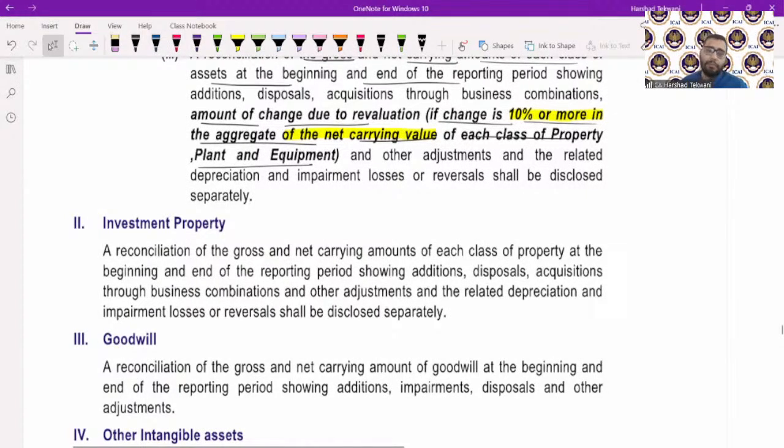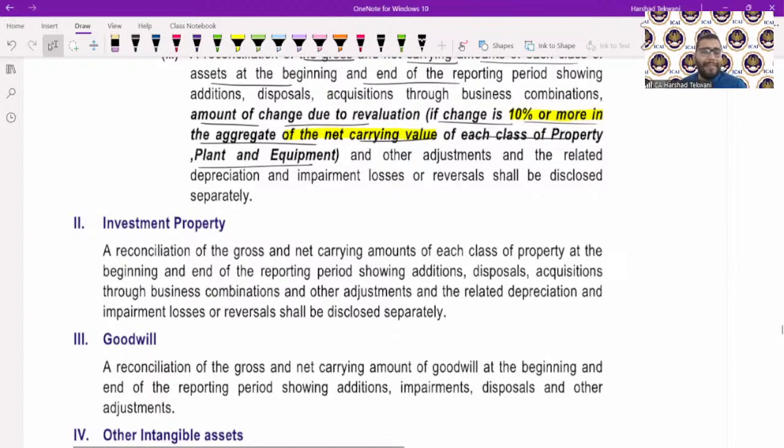Biological assets, again on the same line. Reconciliation. Investments, as we saw in our Division 1, it is on the same line. Investment in equity, preference, government trust and securities, debentures, bonds, mutual funds, partnership firms, and other investments.